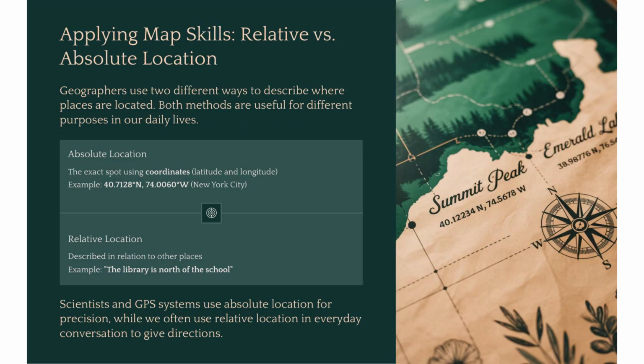We've learned 2 ways to describe location. Absolute location is the exact, unchangeable address using those latitude and longitude coordinates, like 34 degrees north, 118 degrees west for Los Angeles. It never changes. Relative location, on the other hand, describes a place by relating it to other places. You might say, Los Angeles is south of San Francisco. Relative location is super helpful for giving basic directions, but absolute location is what pilots and GPS systems need for precise navigation.